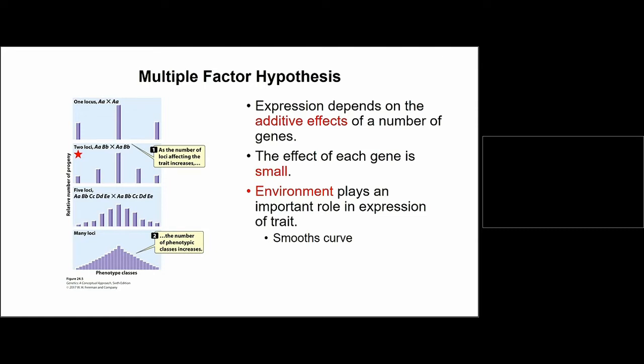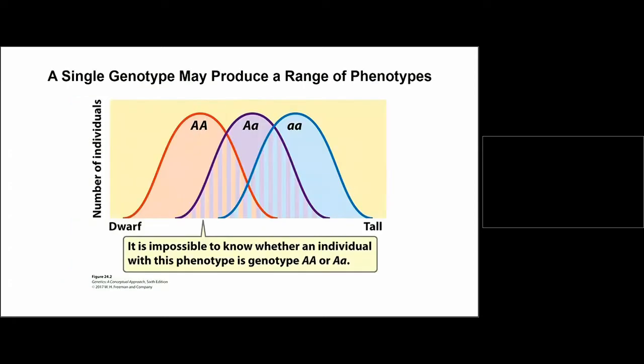So if you look at this here, this many loci and phenotypic classes, what does that look like to you? It's a normal distribution. So we're going to be assuming a normal distribution in a lot of these cases, okay?